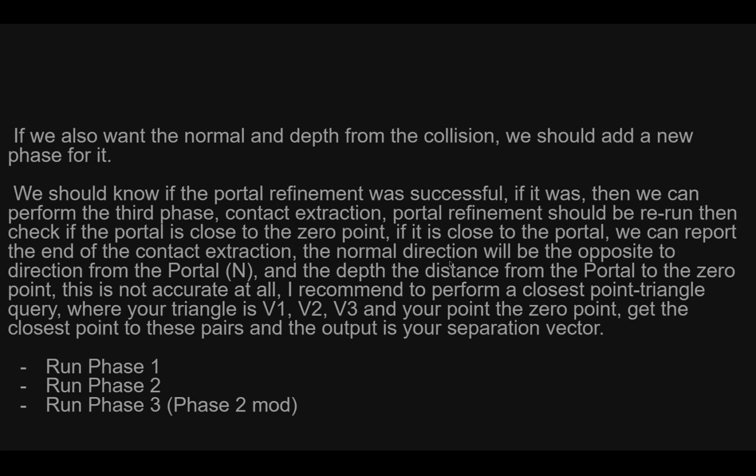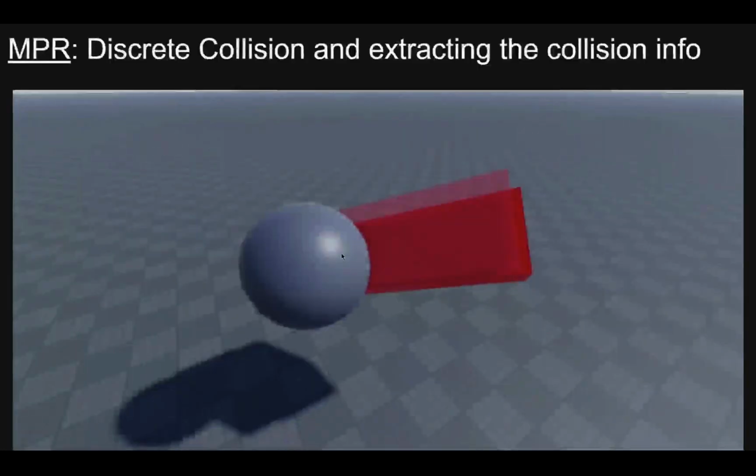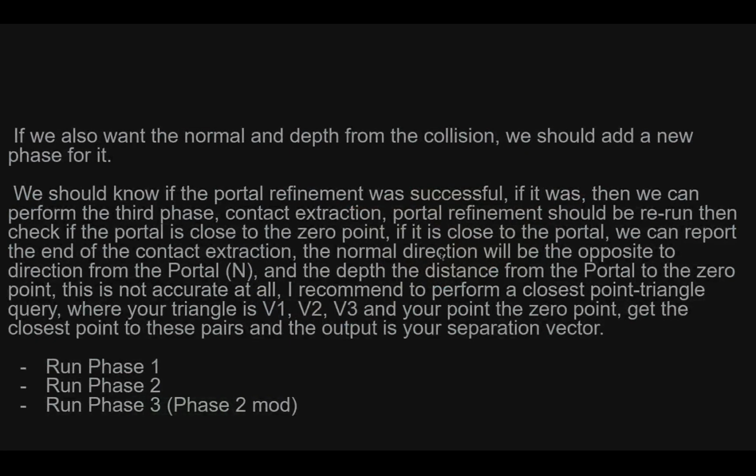The normal will be our direction to push one of these shapes. And the depth, we can get it with the distance from the portal to the 0 point. It can be done with the dot product of the portal normal and any point from the portal. Anyways, I recommend using a closest point triangle query because this is not accurate.